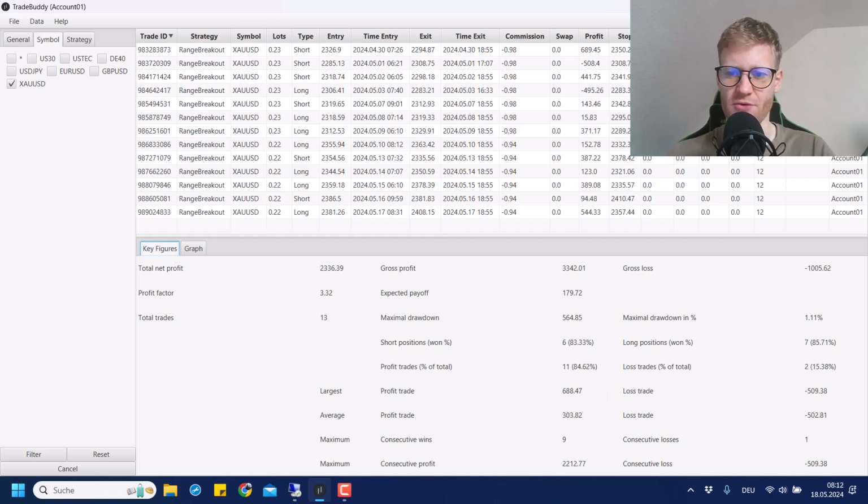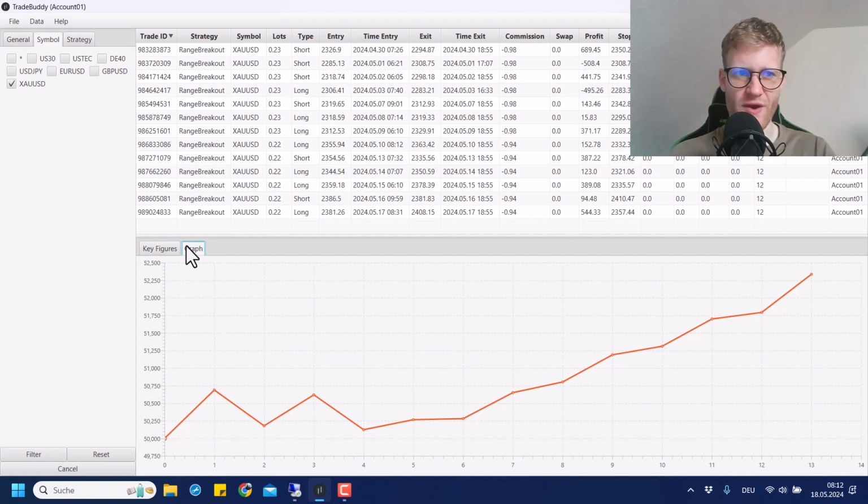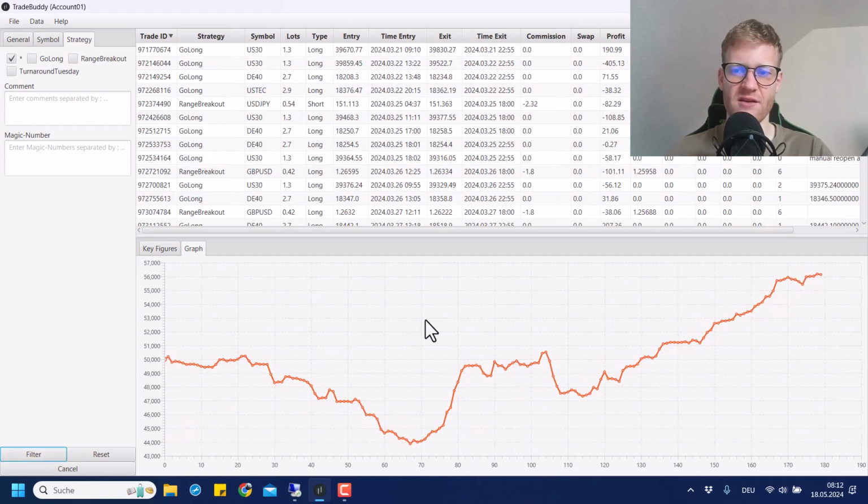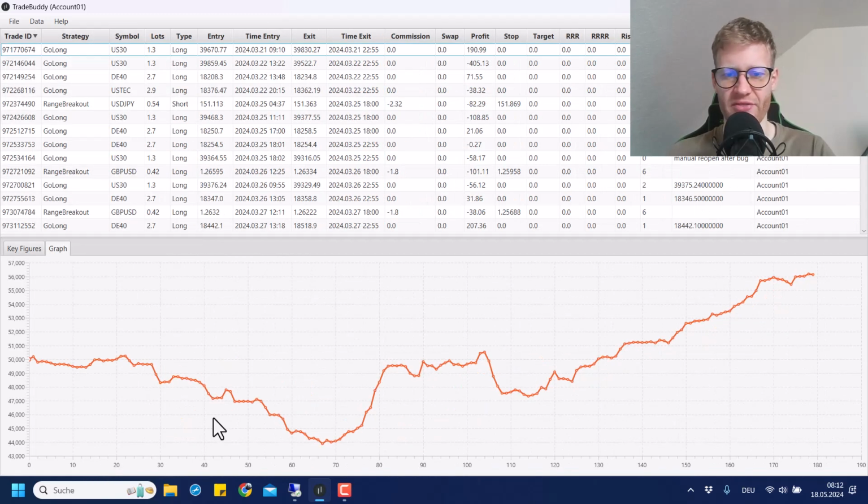There's a hit rate of over 80%, which is of course not the norm. So this will be lower in the future, but so far this is just crazy and it's so good for the overall performance of the account. Talking about the overall performance of the account, let's go back to the total overview. I think you have a good understanding for the strategies now. So this is how it looks.